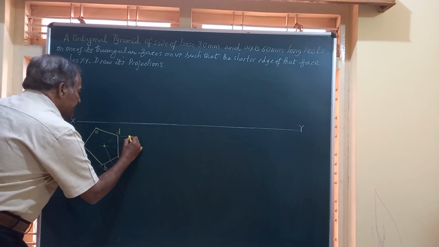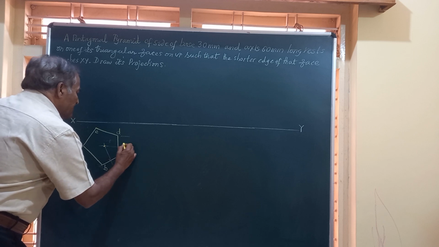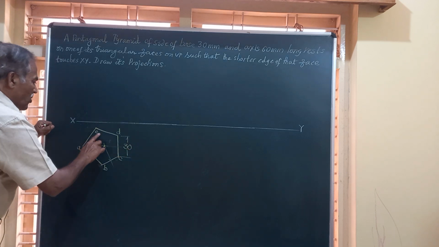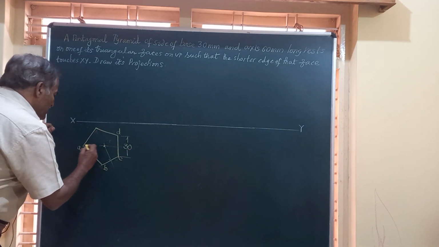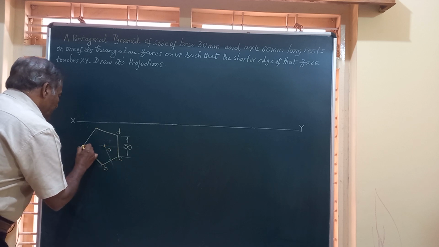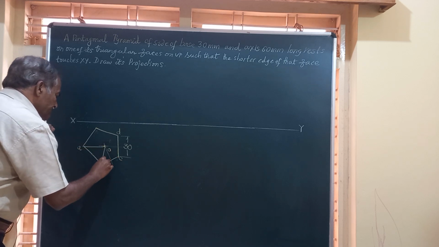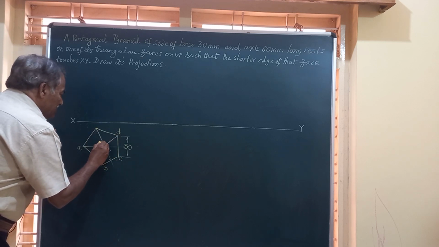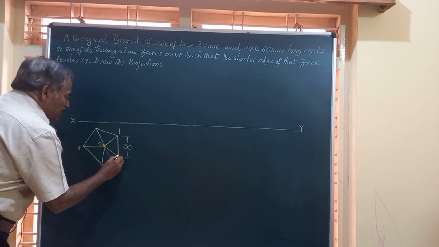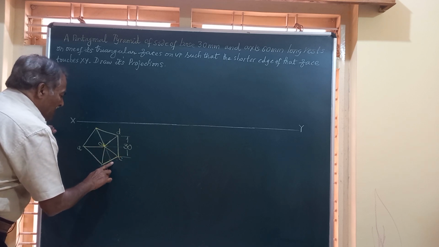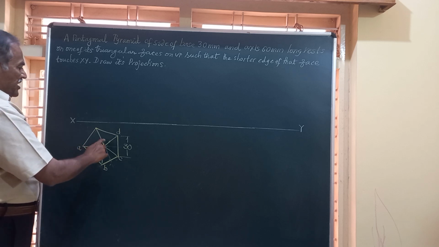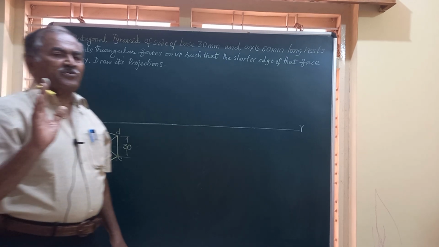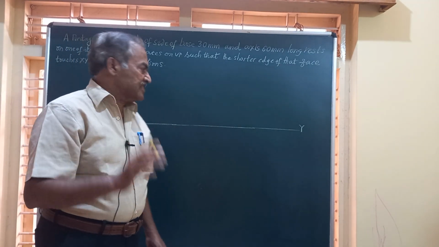And friends, every side measures 30 mm. Let me join this to all the corners. So I will join O to A, O to B, O to C, O to D, O to E. So this is how the pyramid looks in the top view, and these edges OA, OB, OC, OD and OE represent the 5 slant edges of the pyramid in the top view.